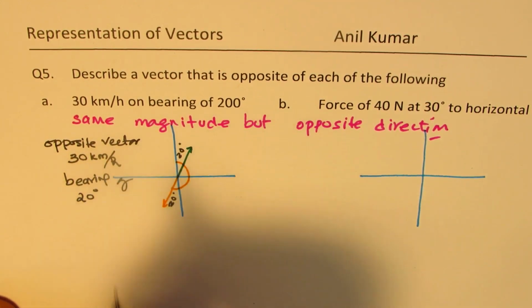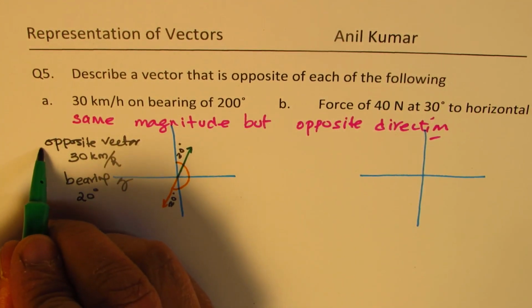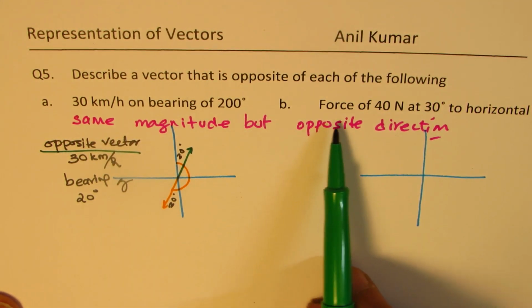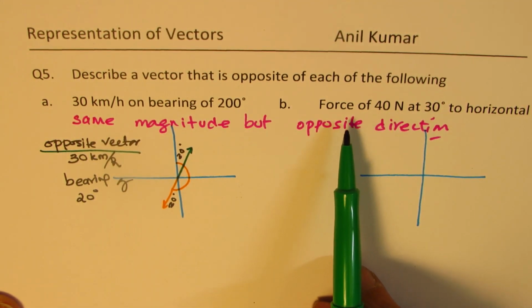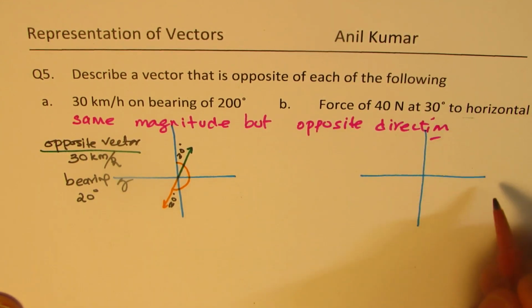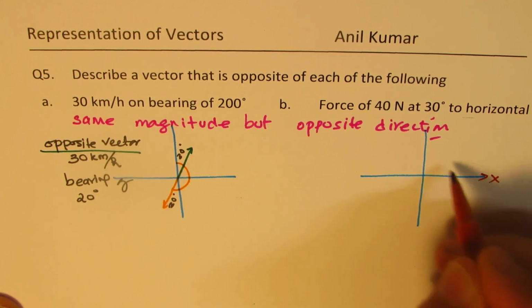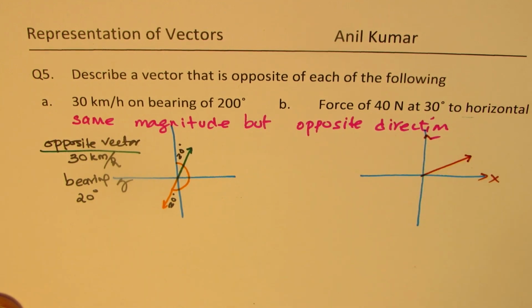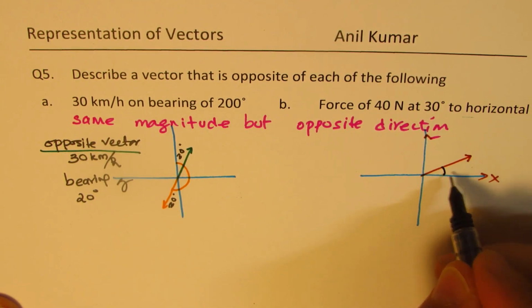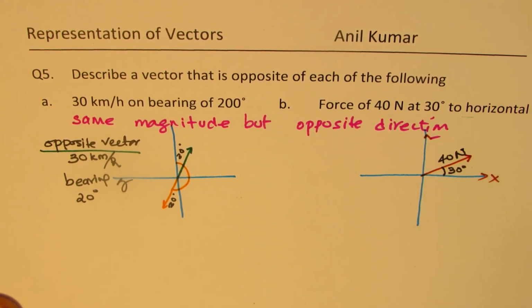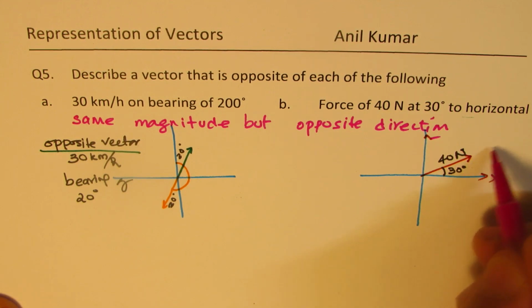vector. Is that clear to you? So that is how we get the opposite. So when you add them up, you get the zero vector, right? Let's do the next one, which is force of 40 newtons at 30 degrees to the horizontal. So let's assume this to be the horizontal x-axis now. Is it okay? So 40 newtons at an angle of 30 degrees, that becomes your angle. So equal and opposite vector will be in this direction, right?